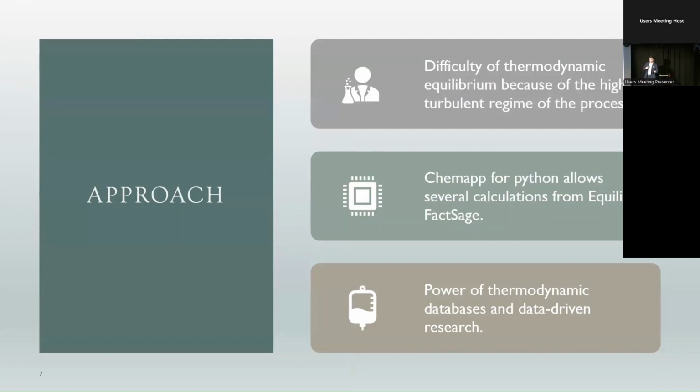We are using ChemApp for Python, as I said, but the approach is quite complicated since we saw all the bubbling coming. That's quite far away from chemical equilibrium. So we have used ChemApp for Python and quite a lot of calculations to try to define this process the way we have done.